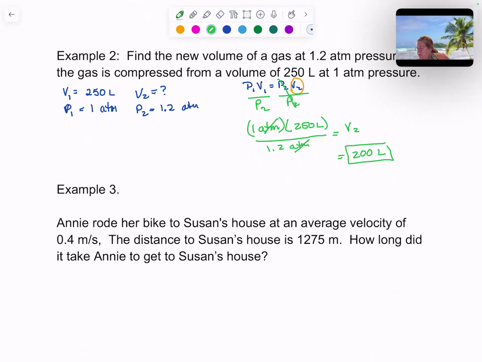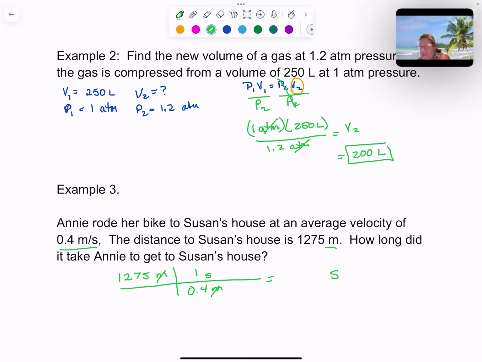Well, this one here, I'm going to actually do by dimensional analysis. See that unit? It is a distance per time unit, that 0.4 meters per second, and I know my meters. So I can take the 1275 meters as my given. For every second, I go 0.4 meters. My meters can cancel out. I'm going to be left with time of seconds. So I didn't even have to use one of the other formulas here.